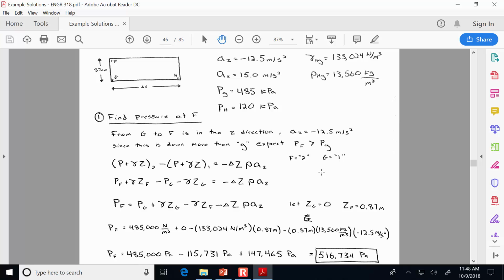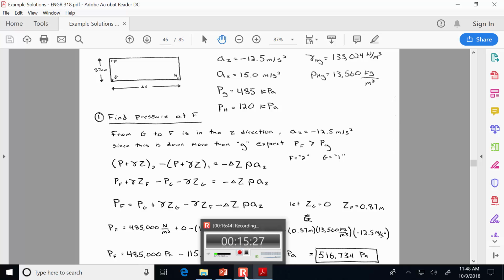When I substitute F and G into Euler's equation, it's going to be the pressure at F plus gamma ZF minus the pressure at G minus gamma ZG. Our vertical datum can be any place, but what makes sense to me is to say that the elevation of G is 0, so then the elevation of F is 0.87 meters above it. I'll give you a moment to look over this and compare it to what you did, or if you are still working on it, you can copy some things down, and then we'll move on to finding the unknown distance delta x.